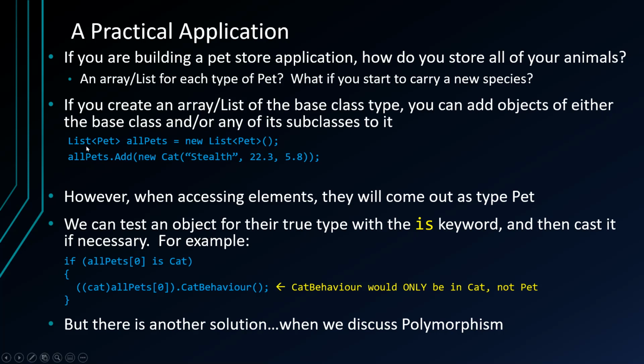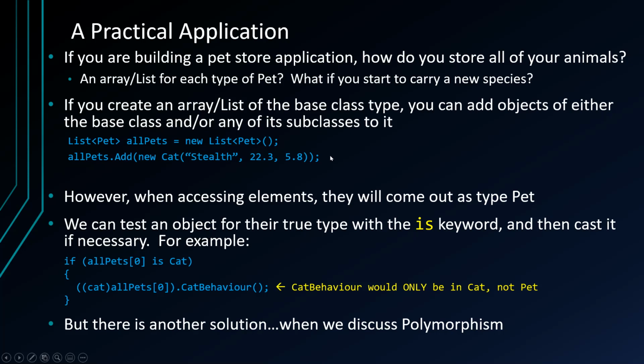So look at this example. I created a list of type pet. Okay? And now I'm adding a cat to that list of pets. That's perfectly allowed. There's nothing wrong with that. I could also add dogs to my list of pets. It'll accept them. Now, there's a problem, though.